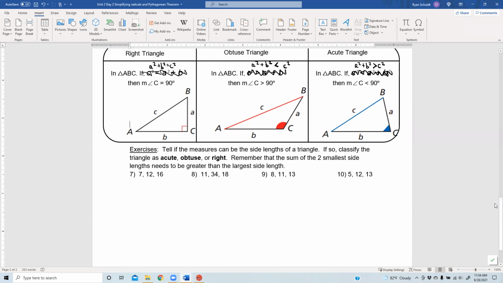So add the smallest two. 7 plus 12 equals 19. How does that compare to 16? 19 is greater than 16, so we are good here.